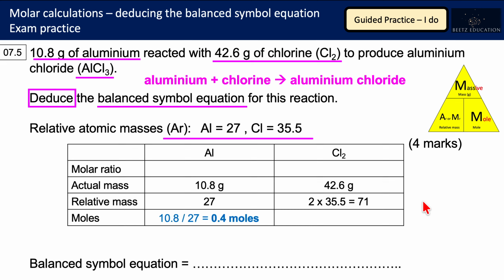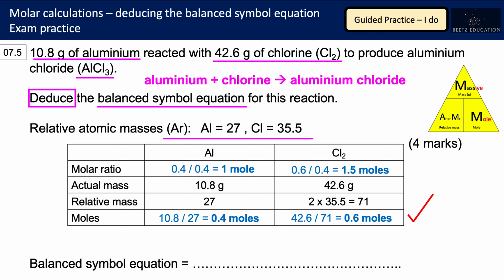Next step, calculate my moles. Mass divided by relative mass. 10.8 divided by 27 gives me 0.4 moles of aluminium. I do exactly the same to get my moles of Cl2, 0.6 moles. There's a mark. My molar ratio then, well, dividing both by the smallest of the two, with 0.4 being the smallest, gives me a 1 to 1.5 molar ratio.